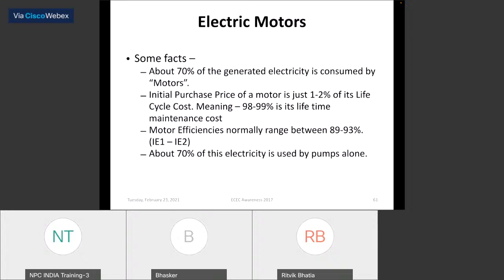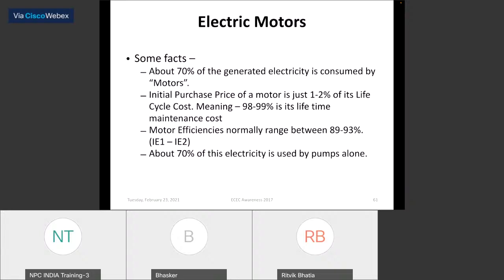If you want to calculate, 10 horsepower is a 7.5 kW motor, multiplied by suppose 6,000 hours. So I am using about 42,000 units per year. If I take 5 rupees per kWh as my unit rate, though it is already 8 rupees now, the 10,000 rupees motor of 10 horsepower will consume power worth 2,25,000 rupees within 1 year.